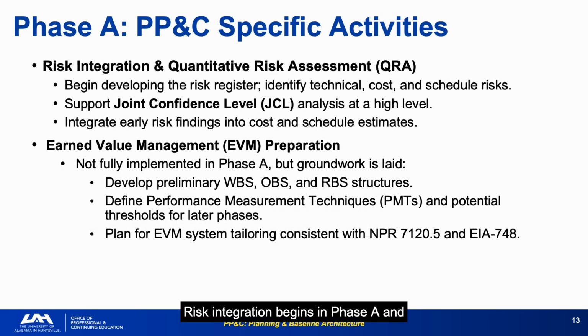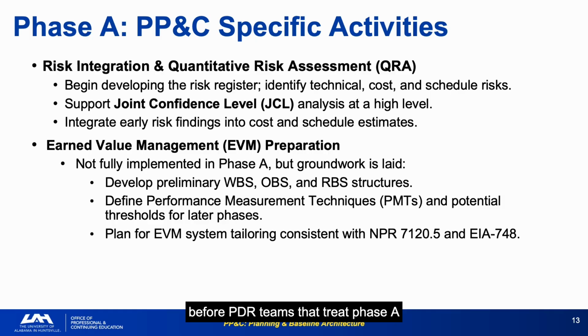Risk integration begins in Phase A, and EVM groundwork is laid even though EVM reporting doesn't start until Phase C. This is the investment in infrastructure that makes implementation possible. The point about EVM preparation is critical. You cannot stand up a compliant EVMS in Phase C if you haven't defined the WBS, OBS, and performance measurement techniques during planning. The risk register created in Phase A should capture technical, cost, and schedule risks and feed directly into the JCL analysis that must be completed before PDR.